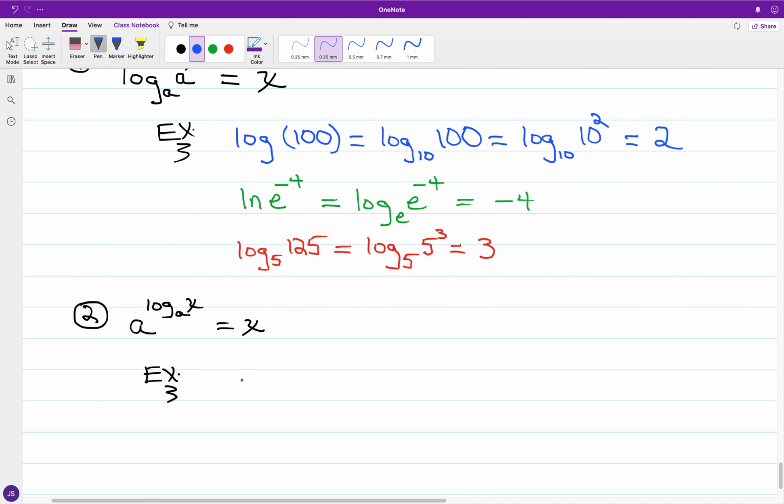So if I have something like 2 to the base 2 logarithm of 5, guess what? You already have the same a with 2. So 2 to the base 2 logarithm of 5 is equal to 5. And let's say if I have something like 10 raised to the log of 2.